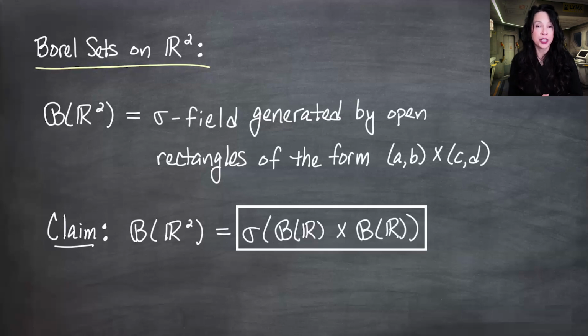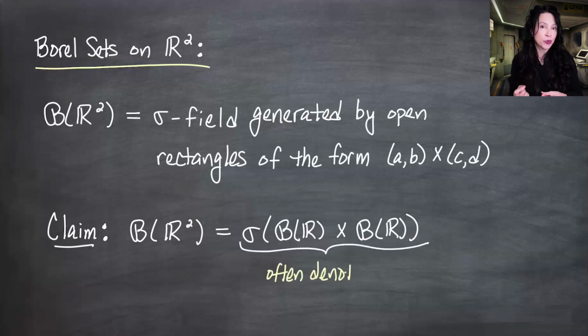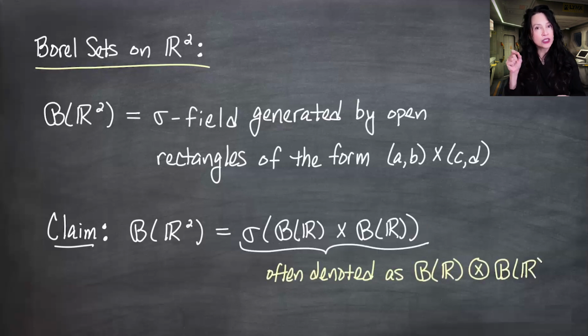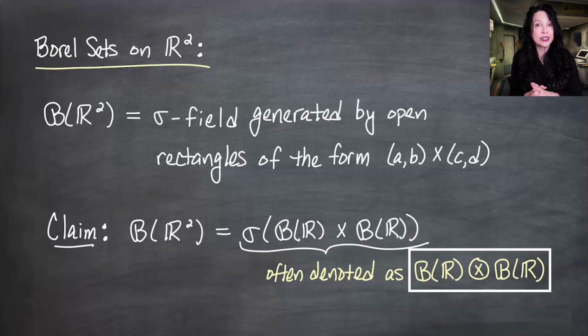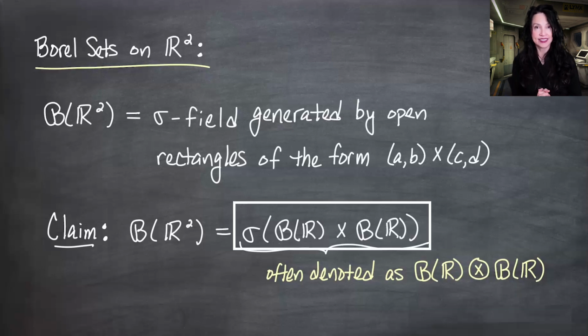So this sigma field generated by this cross product is often denoted like this, as the Borel sets on R, and then this cross with this circle around it, and the Borel sets on R. I'm not going to write this because this can be confused with a Kronecker product of matrices. This symbol is not exclusive to this sort of thing. But if you're reading any literature on measure theory, especially a measure theory book, if you see this, it most likely means a sigma field generated by a cross product of collections of sets like this.